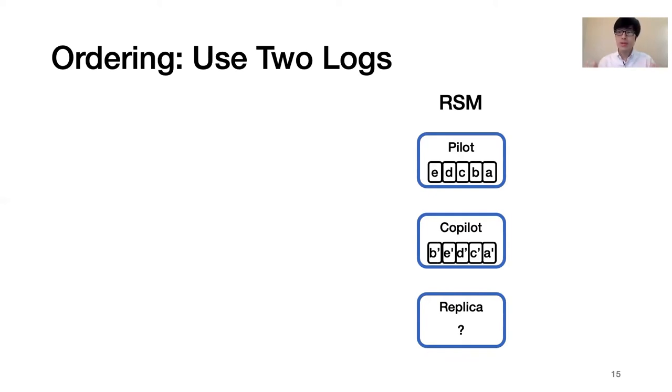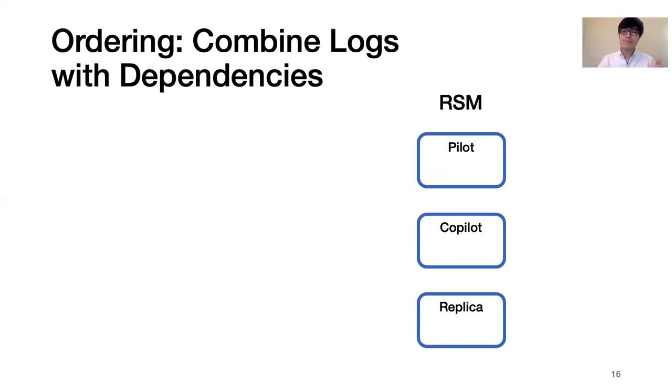And no replica, including the pilot, will know which is the correct order. I use prime here to distinguish the co-pilot entry. We can address this problem by adding dependency between entries in the pilot and copilot logs. So now whenever an entry is committed in one pilot log, it commits with a dependency on some entry in the other pilot log. Suppose the first entry committed in the pilot log is the command A.